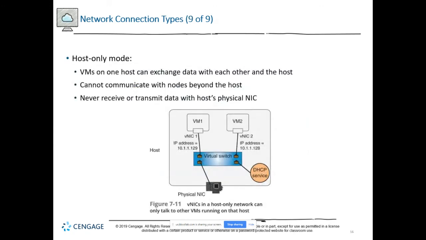And then finally, we have host-only mode, right? So VMs on one host can exchange data between each other and the host, but they can't go out. You can't even get internet. So you're locked to the box. Whatever box you're installed on is the only box that you can talk to. So in this situation, VM 1 and 2 can communicate, but they can't get out the physical network card. They're locked in here.